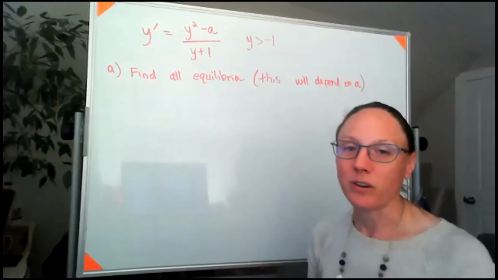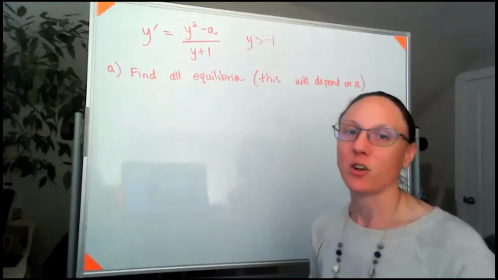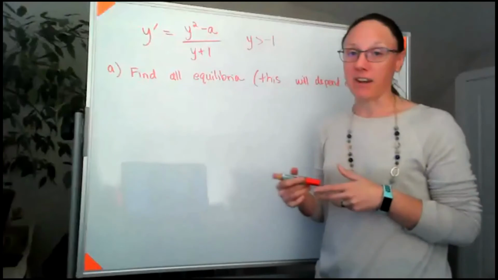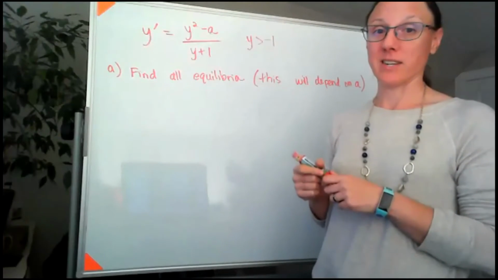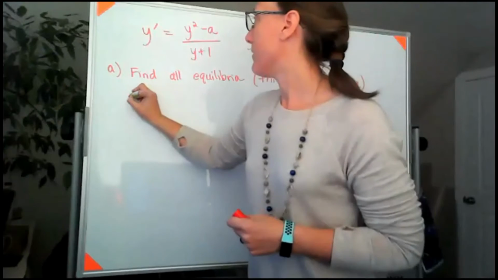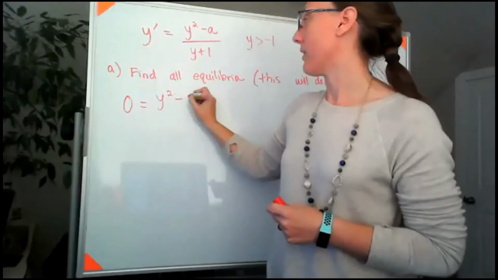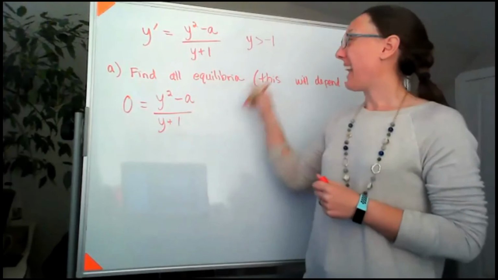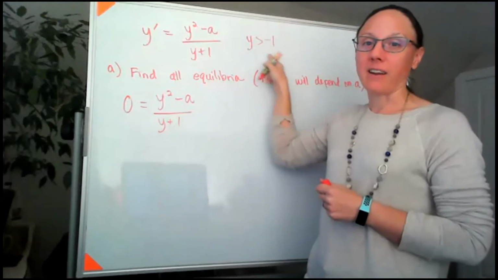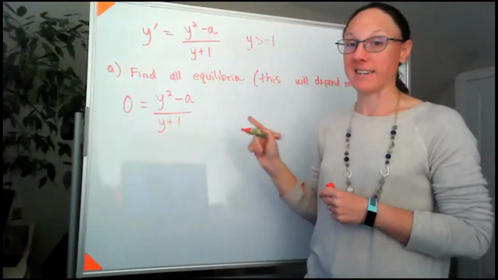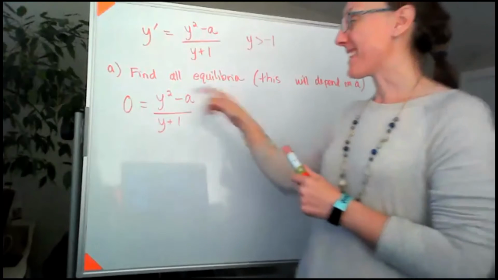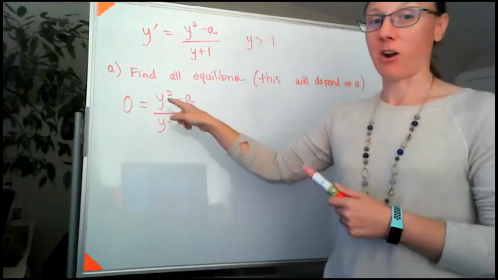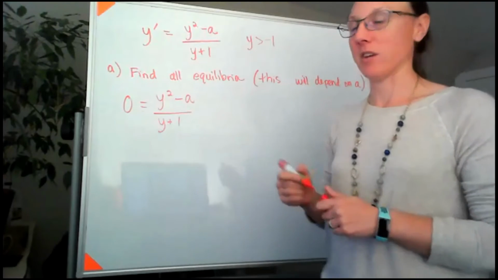And that statement that it will depend on a just means that a is going to be in our answer when we go to find the equilibria. So looking at this, finding equilibria, I'm going to set that y prime equal to 0. And this says 0 is equal to y squared minus a over y plus 1, and I already know that y is greater than -1, so I don't have to worry about dividing by 0 here. If this is equal to 0, then I don't actually care about the denominator. I just care about that y squared minus a being equal to 0.